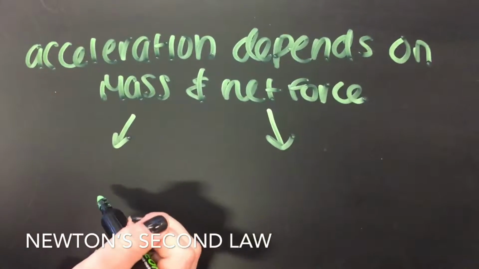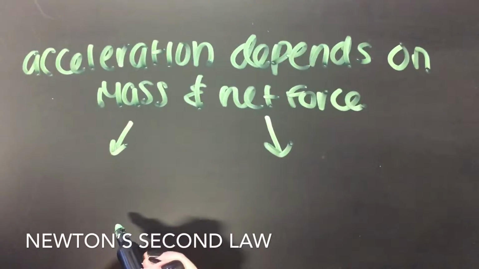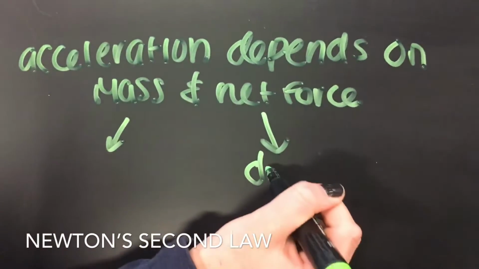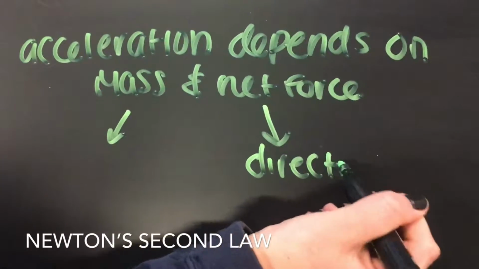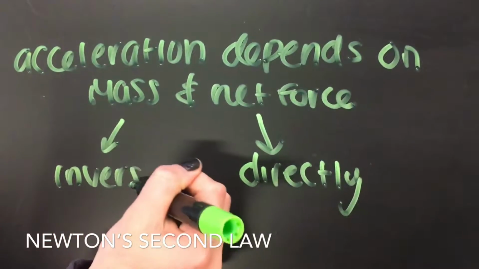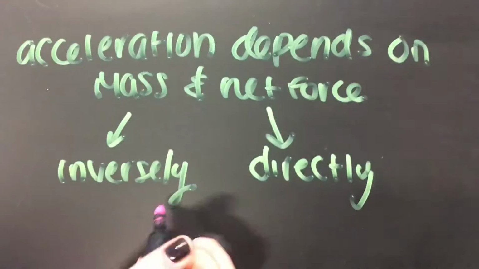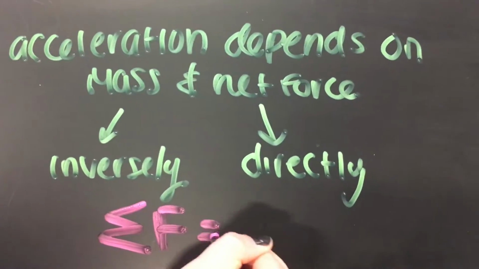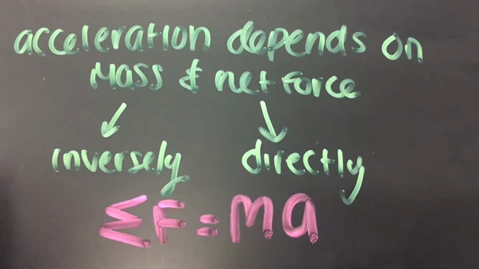As the force acting upon an object increases, the acceleration of the object also increases. As the mass of an object increases, the acceleration of an object decreases. Net force equals mass times acceleration.